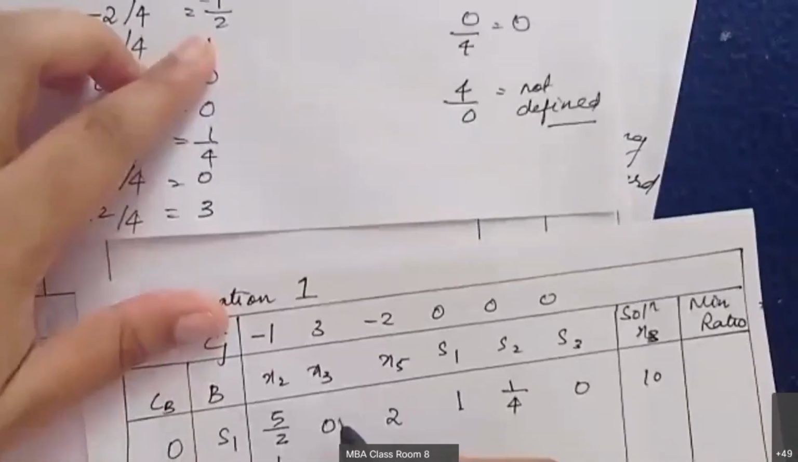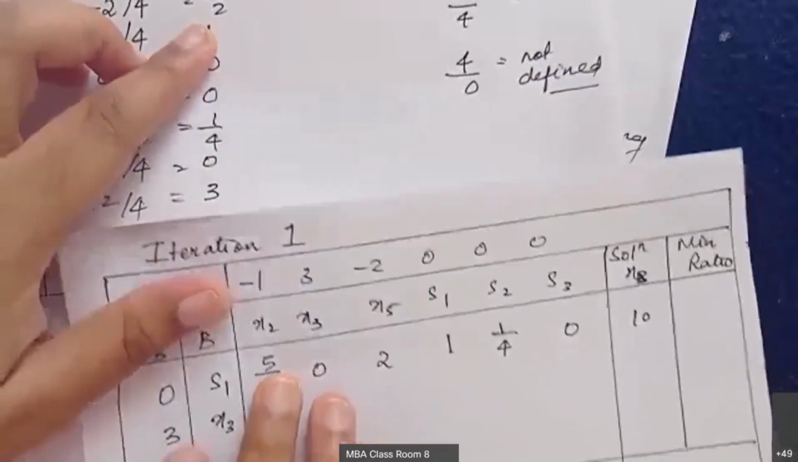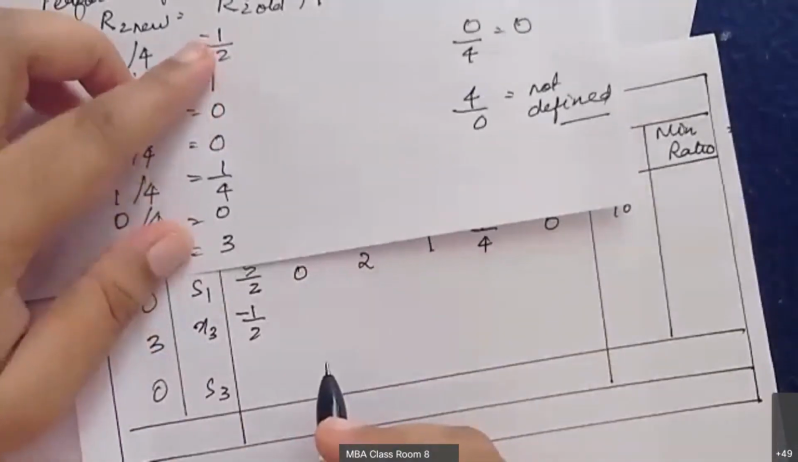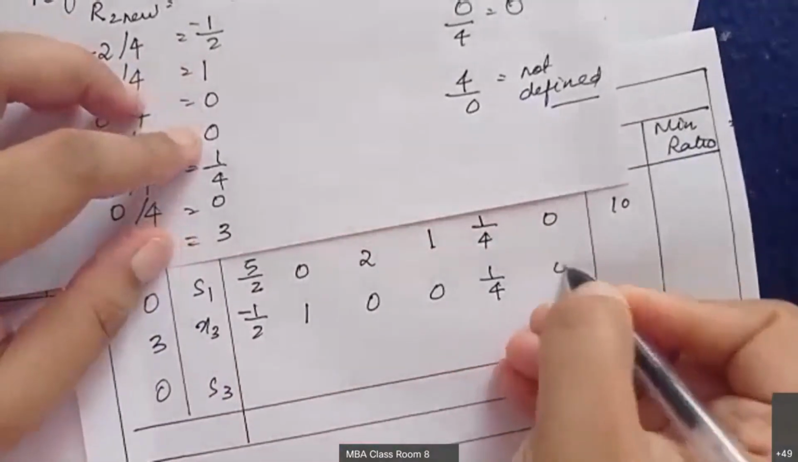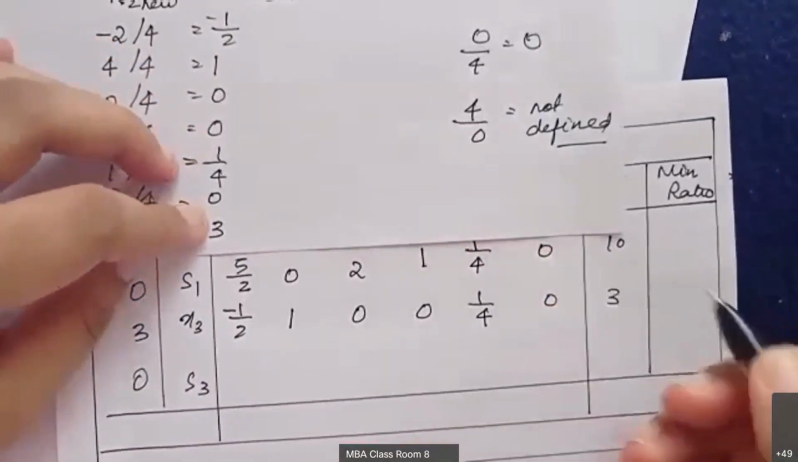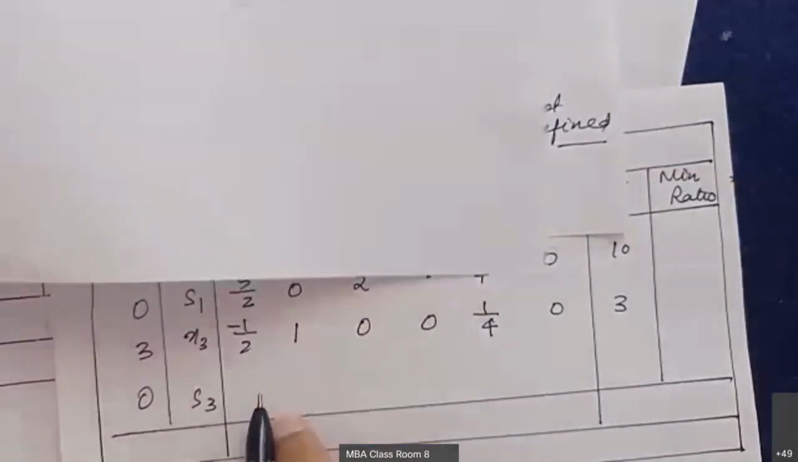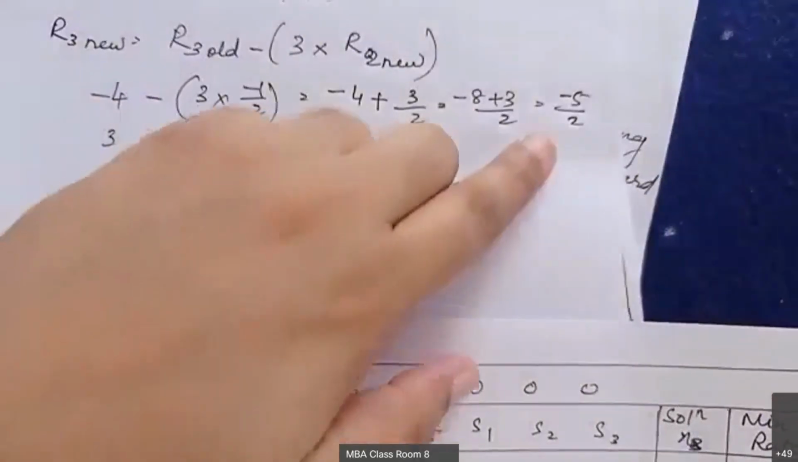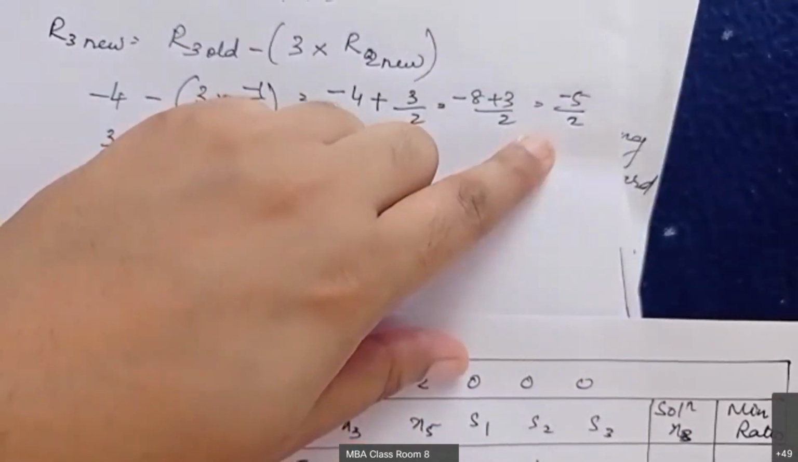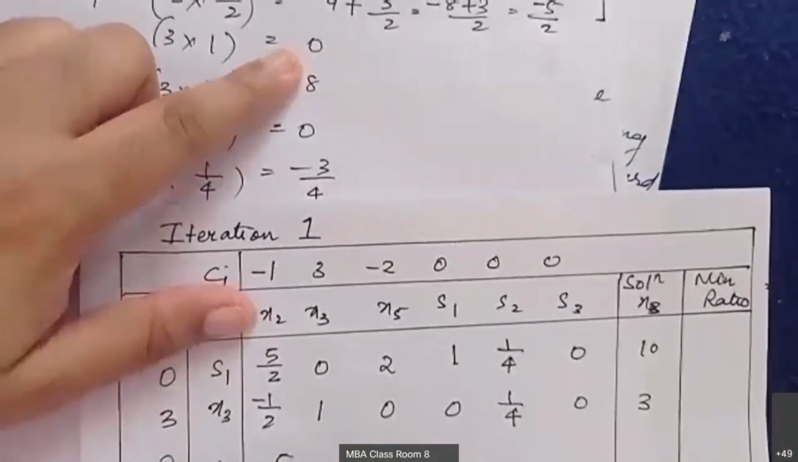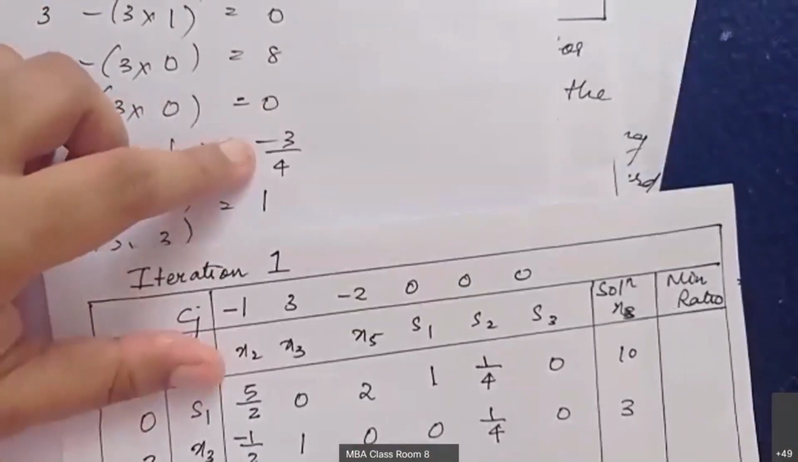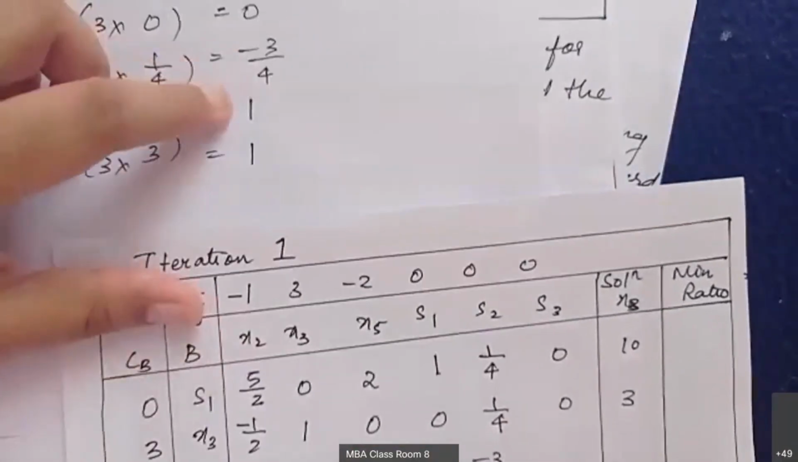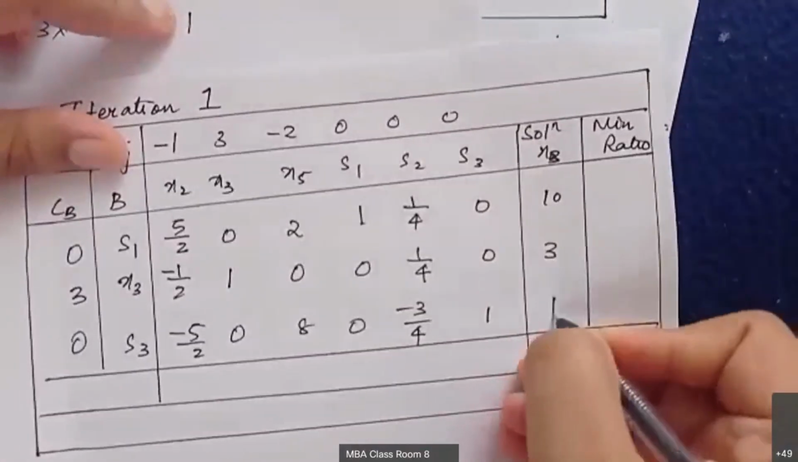Minus 1 by 2. Can you see? Okay, minus 1 by 2. Here I have 1. Then 0, 0. 1 by 4, 0. And here I have 3. Okay, next is R3. R3 value I've got back in this one. Okay, can you see R3 new? R3 new, it is minus 5 by 2. Then I have 0, 8, 0. Then minus 3 by 4. Okay, then 1 and 1. So 1 and final one over here.